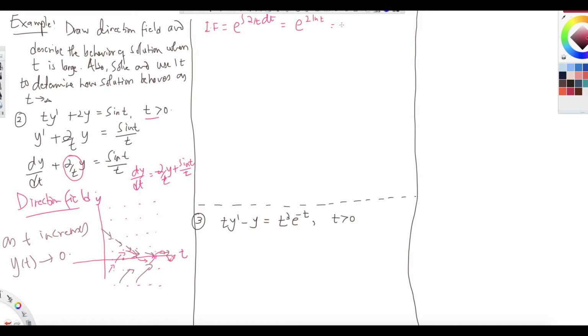So what does that mean? That means e to the natural log of t squared, right? You can move this 2 to the exponent, so e and ln cancel out. So it is t squared. So we need to multiply both sides by t squared.